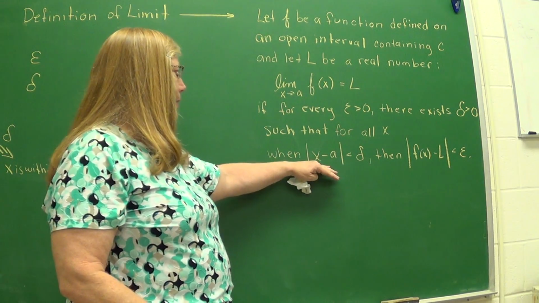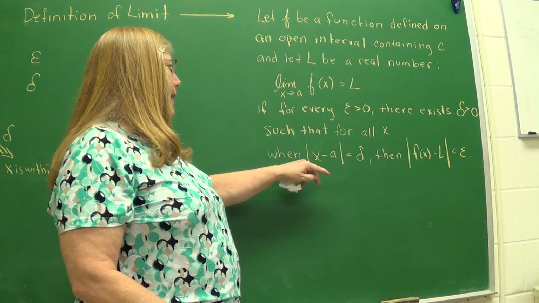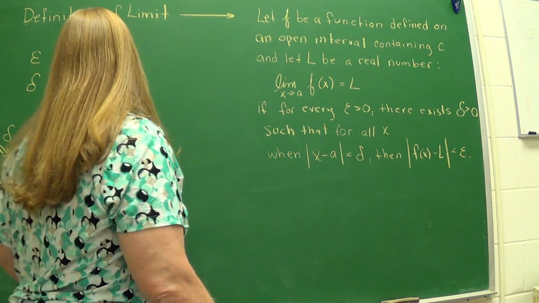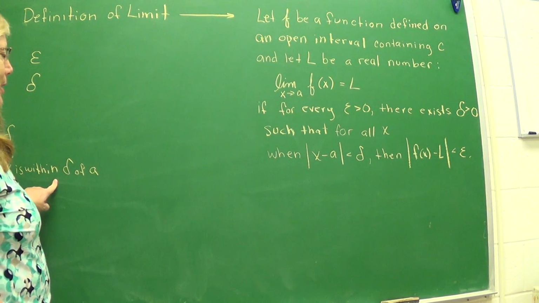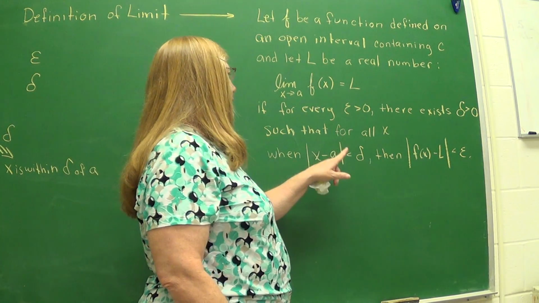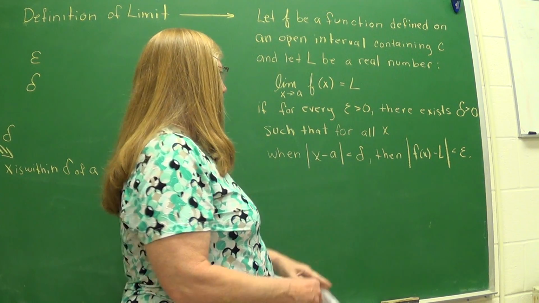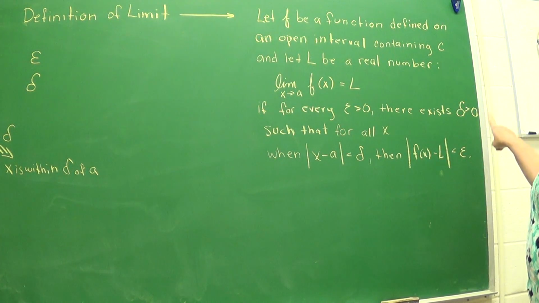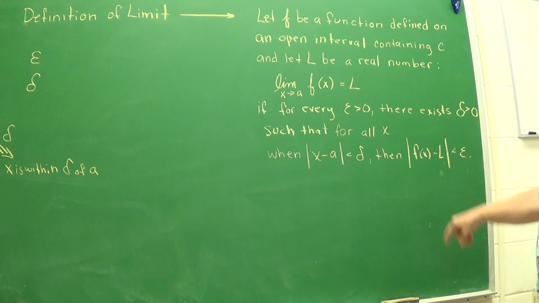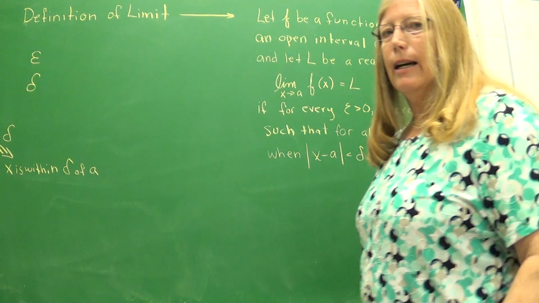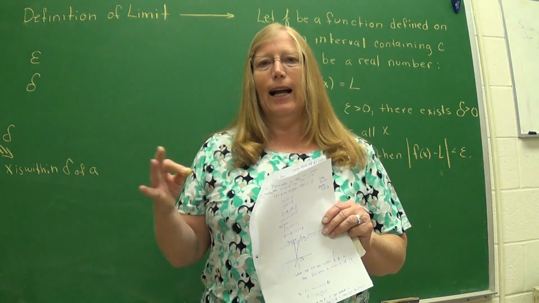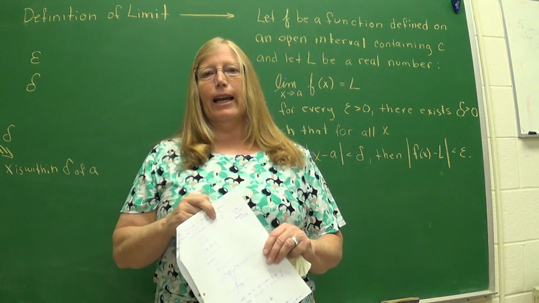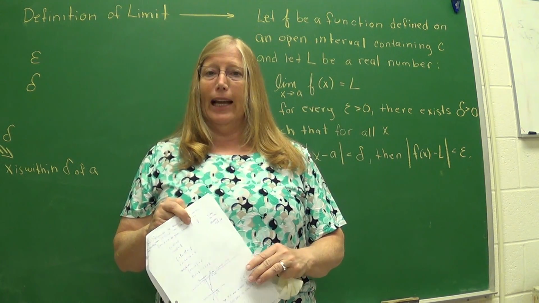When we come to this, we're saying when x is within delta of a, that's what this means, then over here, f of x is within epsilon of L. So we have this dance. We're picking our x's closer and closer to a to establish what we need and are within epsilon of L.